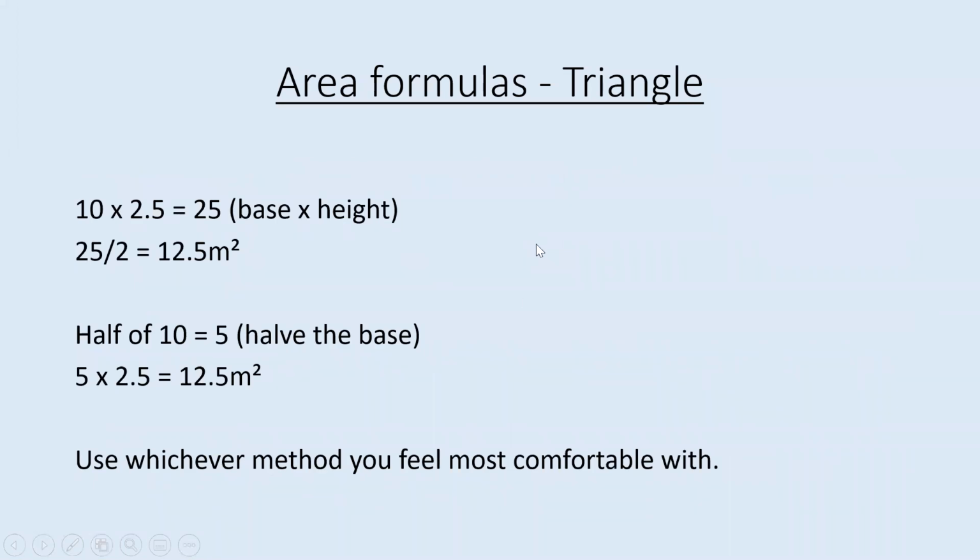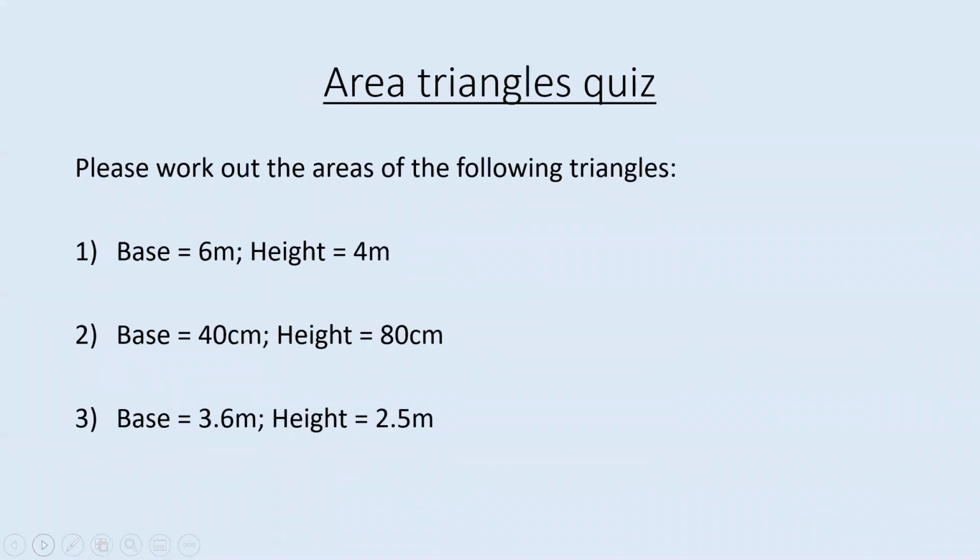So in the case of the first one here, where I'm doing base times height divided by 2, 10 times 2.5 equals 25. 25 divided by 2 gives us an area of 12.5 meters squared. If though I was to start by just halving the base before I start, half of 10 equals 5. And then I multiply that 5 by 2.5, that gives me 12.5. So use whichever method you feel most comfortable with. I tend to do base times height divided by 2, but the choice is yours.